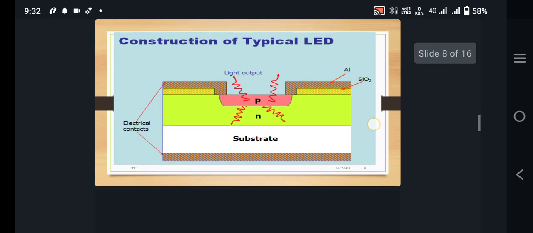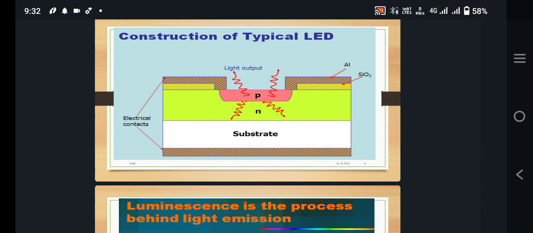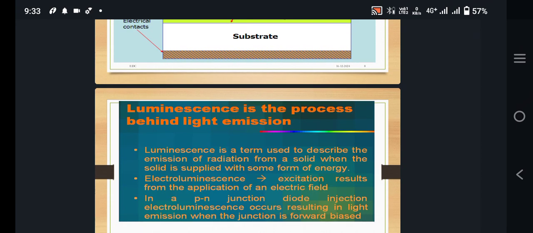Construction of a typical LED. So one substrate, over that one N-type material, above that one P-type material is sandwiched. Luminescence is the process behind the light emission. Luminescence is a term used to describe the emission of radiation from a solid when the solid is supplied with some form of energy.